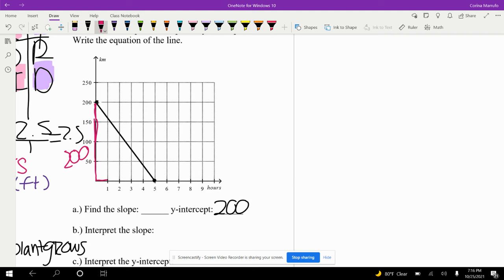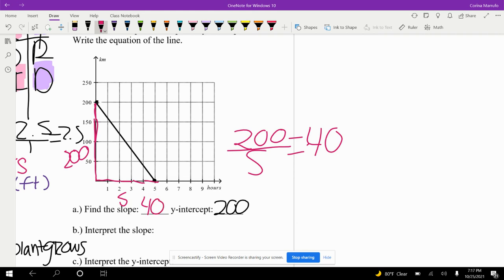And then this way it's counting by 1. So 1, 2, 3, 4, and 5. So the rise over run is 200 over 5. And when we divide those, that gives us 40. So the slope is 40.